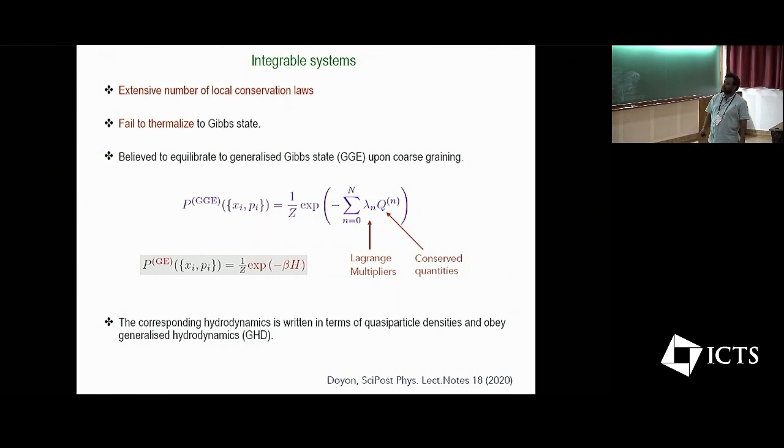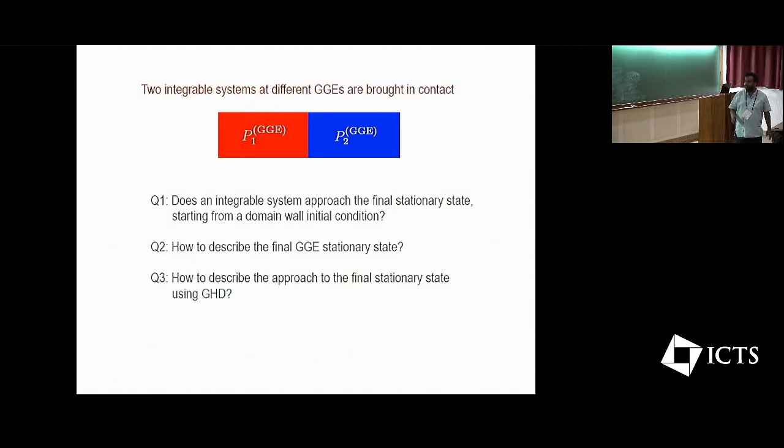The corresponding hydrodynamics in this case one can write in terms of quasi-particles, and the structure is known as generalized hydrodynamics. I will not be able to discuss that in detail. Now, the question that I want to ask is, if you have an integrable system prepared in such a state that you have two GGE states which are different, and you bring them in contact, what happens? What is the final stationary state? How does it go to that state?